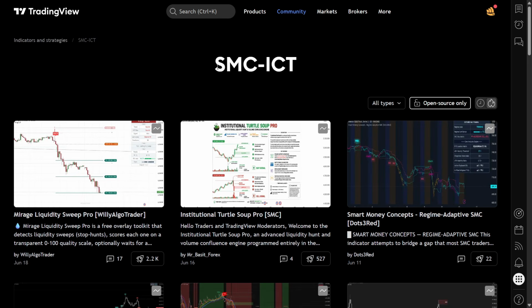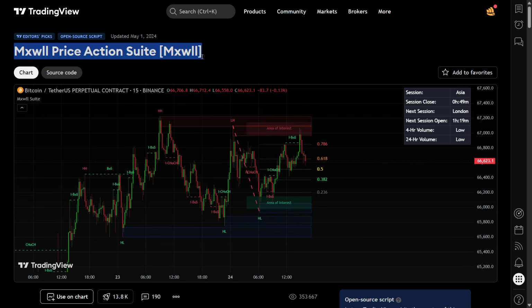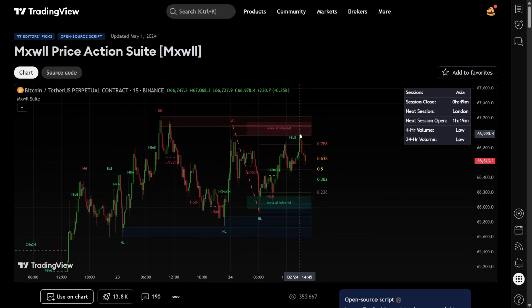Now let's go to the ICT and SMC category. These indicators are more focused on smart money concepts and structure-based trading. The first one is Maxwell Price Action Suite by Maxwell Capital Trading. This is one of the more complete indicators in this category because it covers many of the concepts used in ICT and SMC style trading in one place.